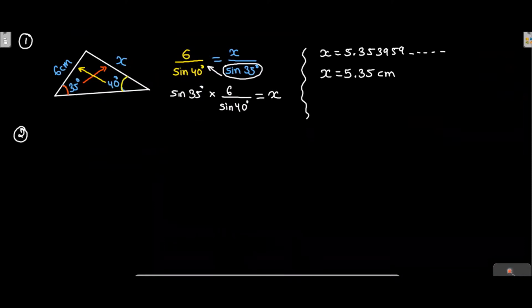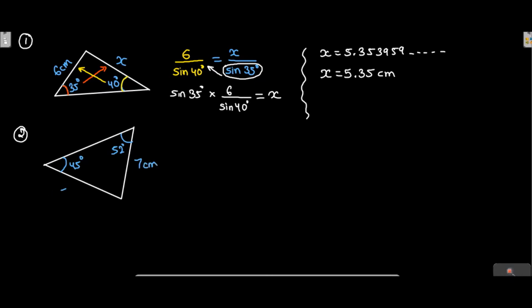Next question. If you see this triangle, again, you will see that it is a non-right angle triangle. Let me draw it a little big size. Yeah. What are the information given to us in this question? This is 45 degree. This is 52 degree. This value is given 7 centimeter. This is 5 centimeter.